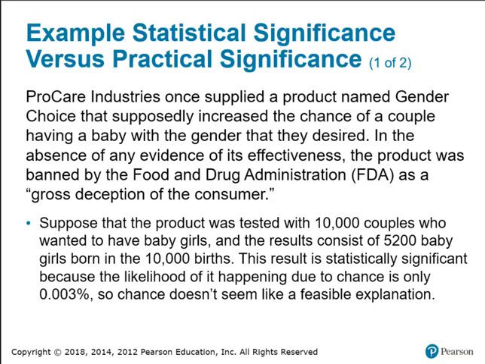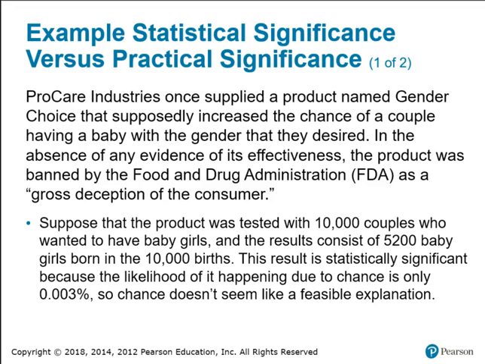Here's another actual example. They had ProCare Industries. They had a product named Gender Choice that supposedly increased the chance of a couple having a baby with a gender that they desired. In absence of any evidence of its effectiveness, the product was banned by the FDA because it was gross deception of the customer. So in this case, they weren't saying it was helpful or it wasn't helpful or that it would cause problems. They said, no, you can't market it here because you're deceiving people, because there's no evidence saying that's true.